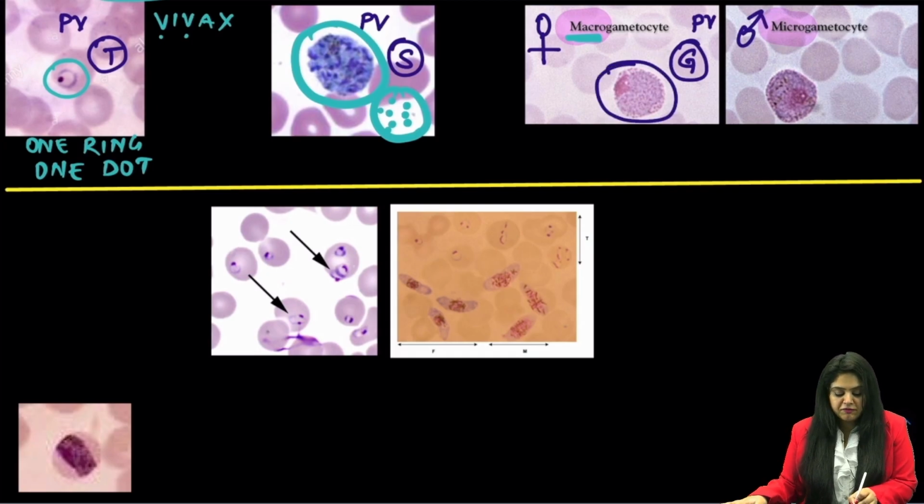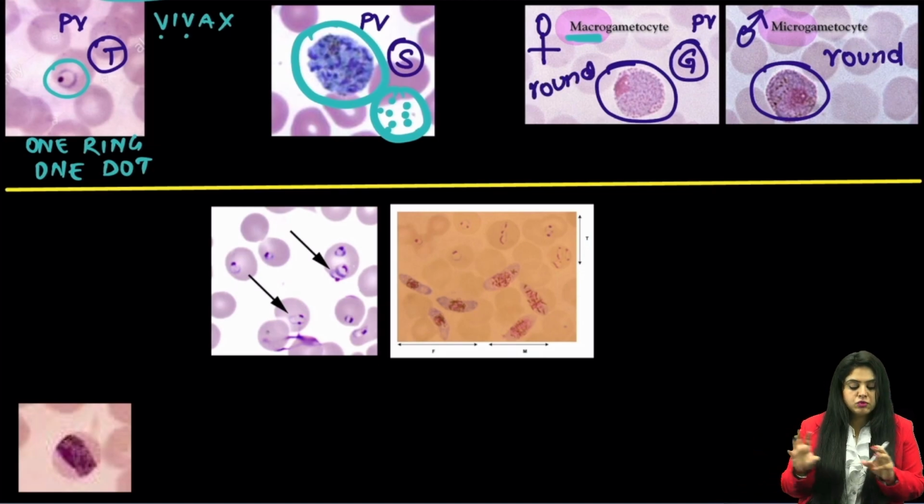And what is their shape? Vivax is round round. Vivax gametocytes are all going to be round round. So remember, round gametocytes, everything is round, and how many rings? One. Vivax, one ring, one dot.